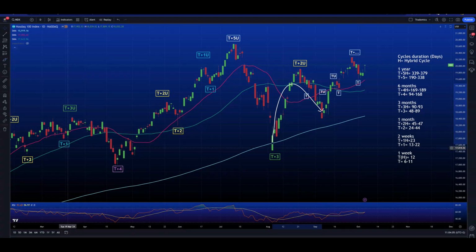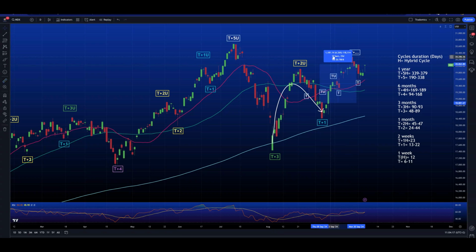First of all, I put a T plus 1 here, and now if we gauge the other durations, from this low to this low we have 17 bars. So this is another T plus 1, but we also have the possibility to close not just a T plus 1 but a T plus 2. We have 40 bars. So now we don't have enough time to have another weekly cycle, and therefore here we have high possibilities to develop the T plus 2.